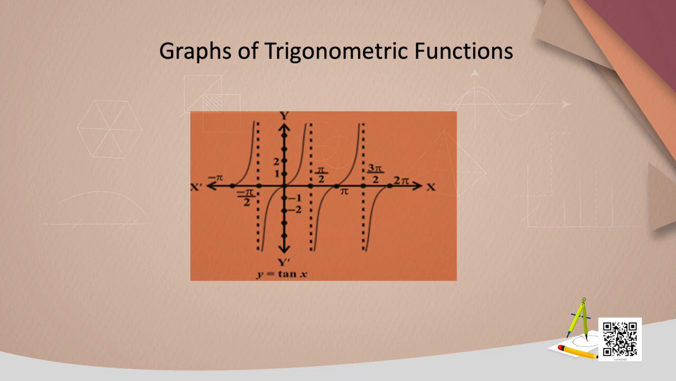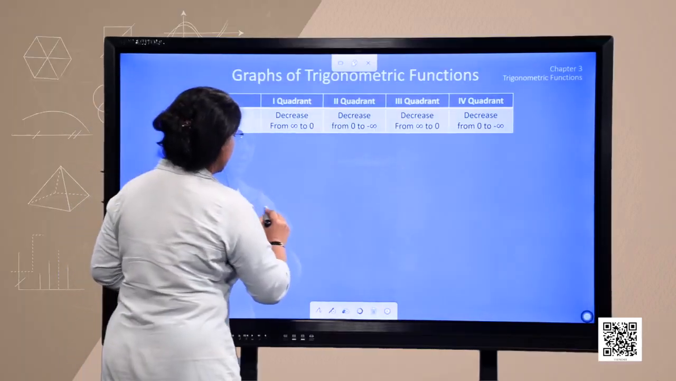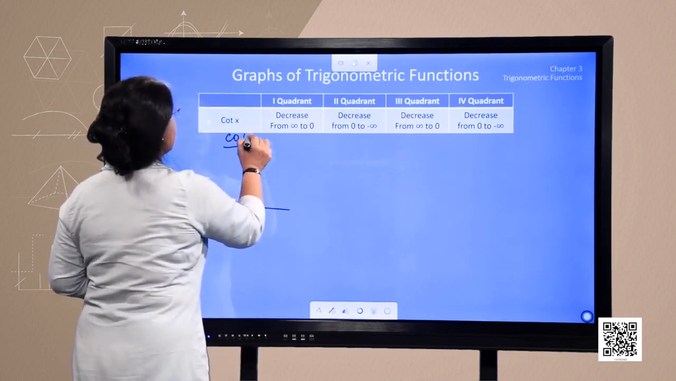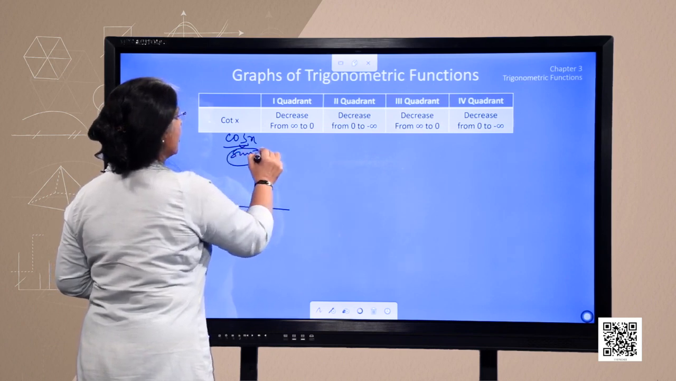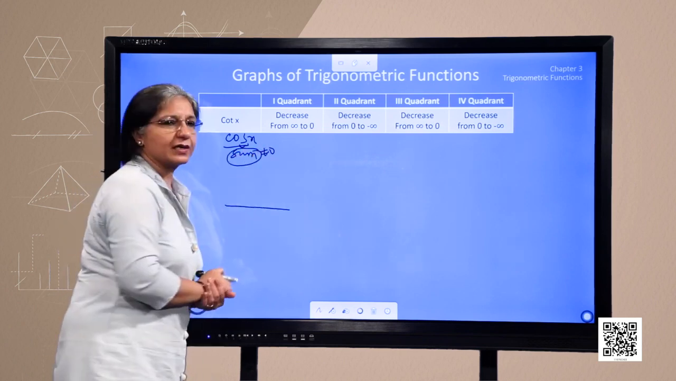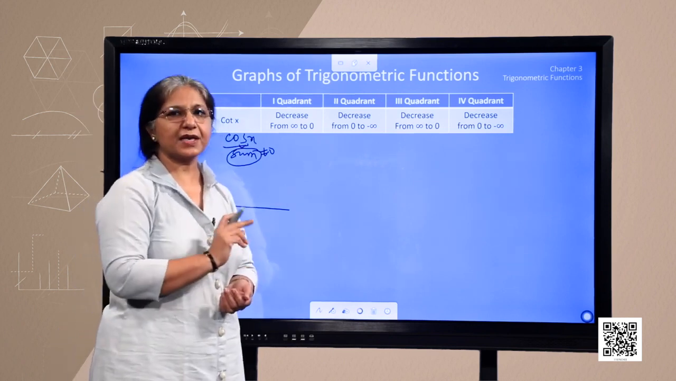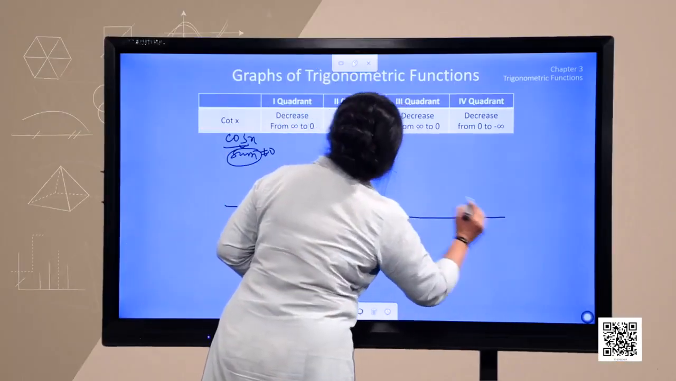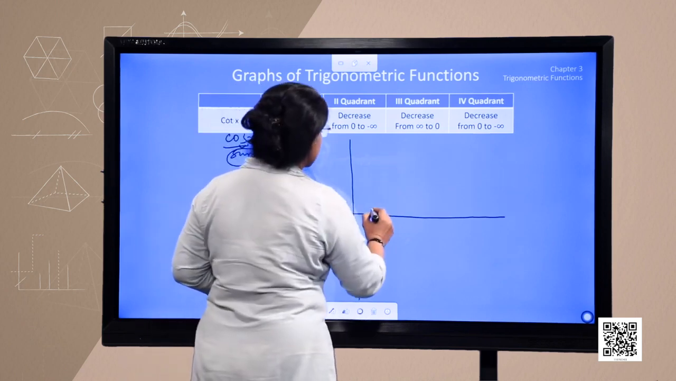Now, we come to graph of cot function. Again, cot is cos x upon sin x. Therefore, sin x should not be equal to 0. Here our domain of cot x is all real numbers except integral multiples of pi. So, whatever values our function is not defined, we need to mark those points.